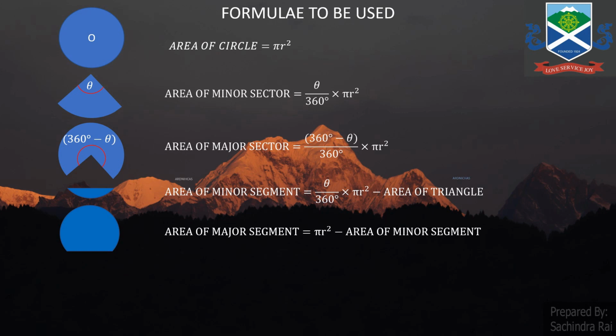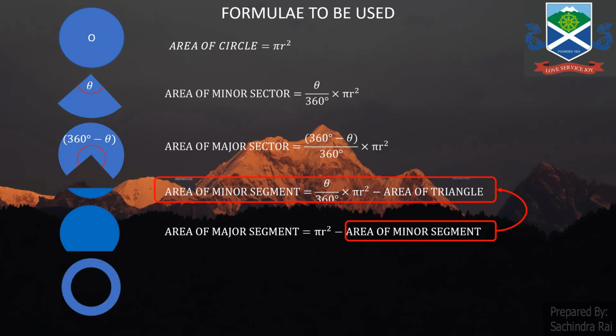We know that the area of minor segment is given by this formula. So you need to first find out the area of minor segment, then find out the area of circle, and you need to subtract them, you get the area of major segment. And lastly, the area of a ring. Area of ring equals pi bracket open capital R square minus small r square bracket close.